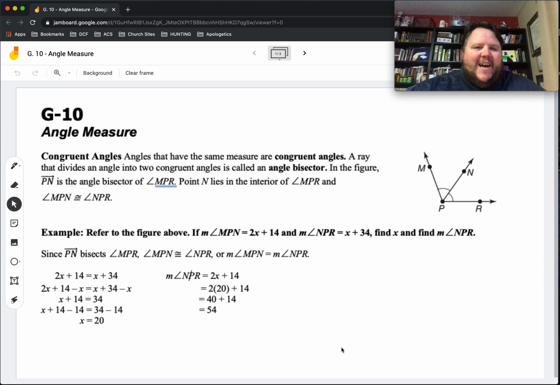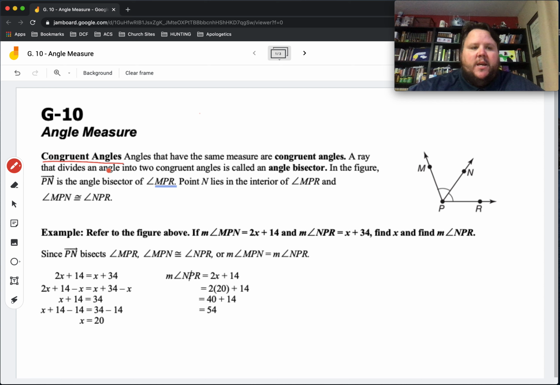Alright guys, for my algebra-minded people that are in geometry, today's about to be a little bit more interesting for you. You're going to do a little bit of algebra work today, which is great. Today we're continuing on with angle measures, but we're going to talk about congruent angles a little bit. Congruent angles are angles that have the same measure.